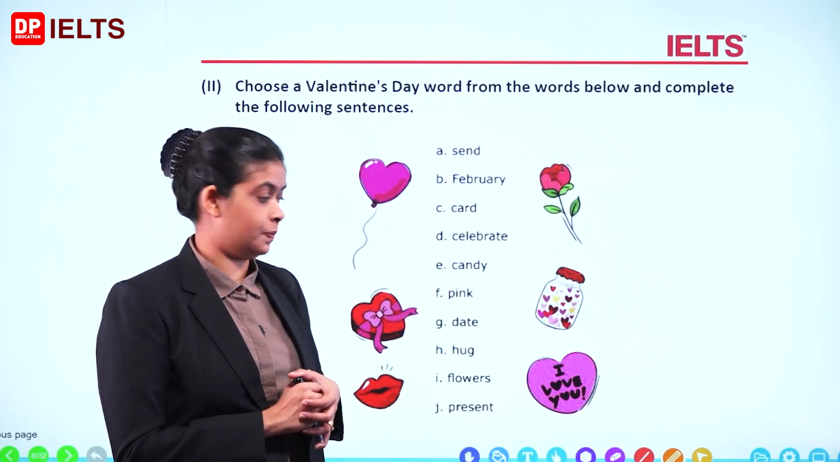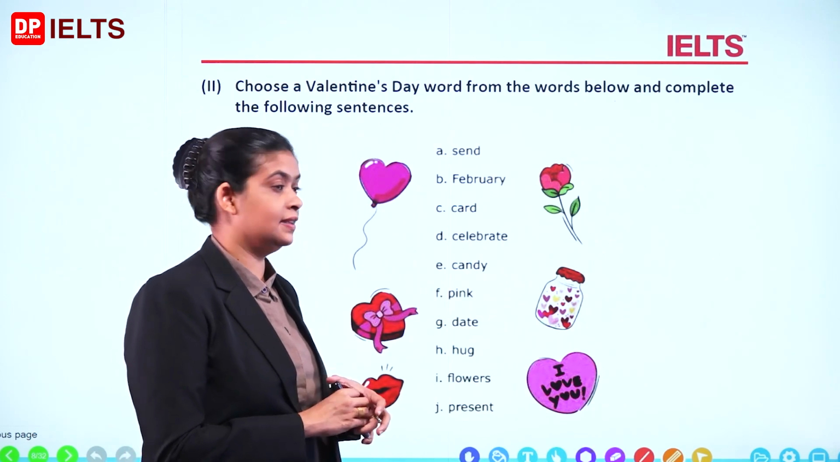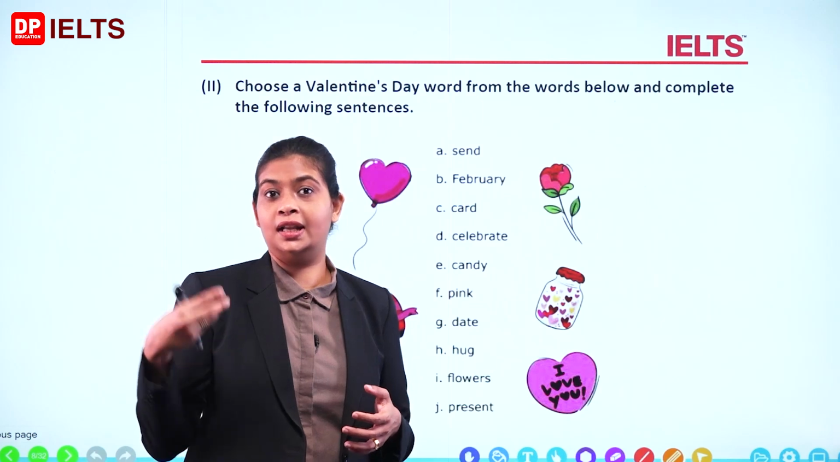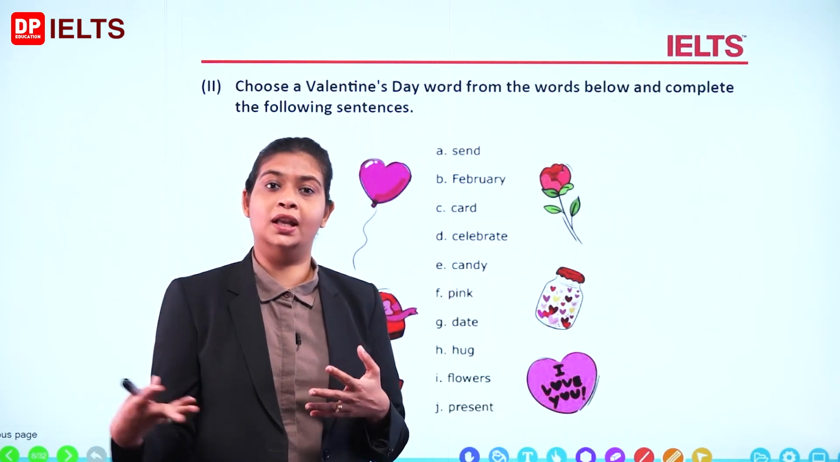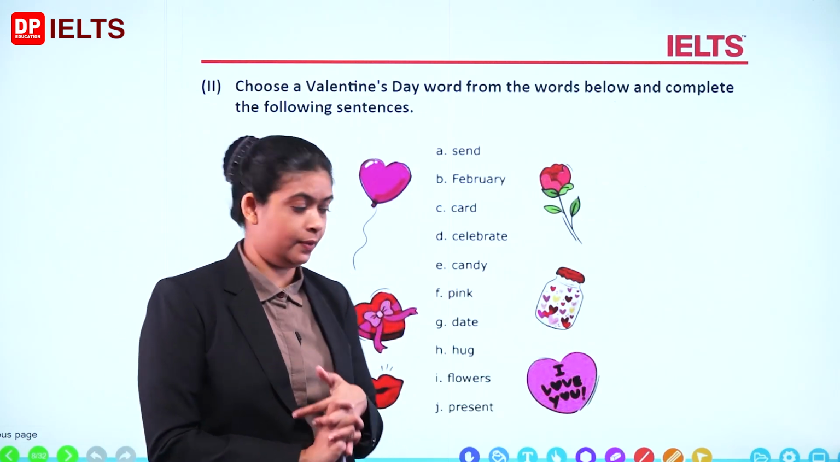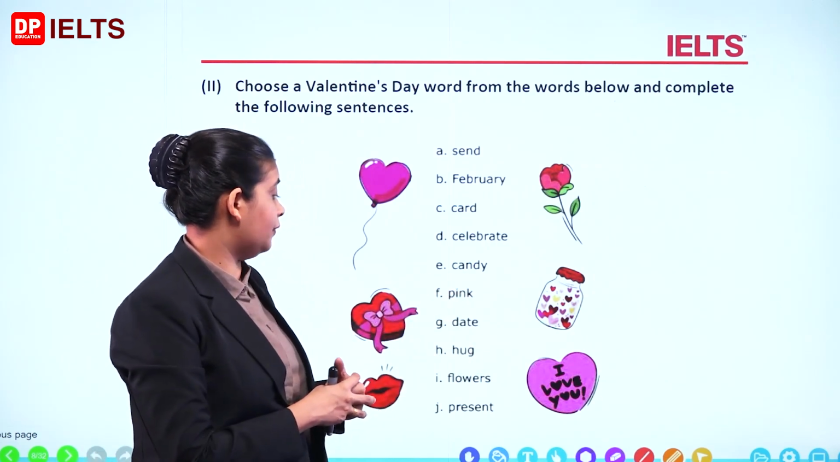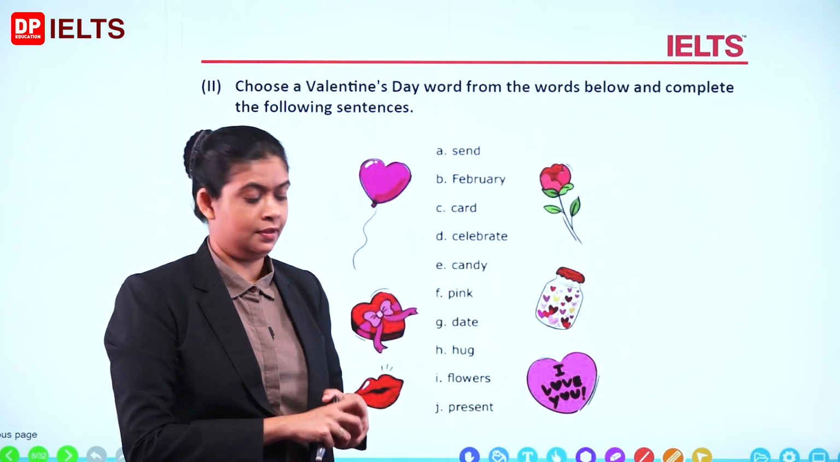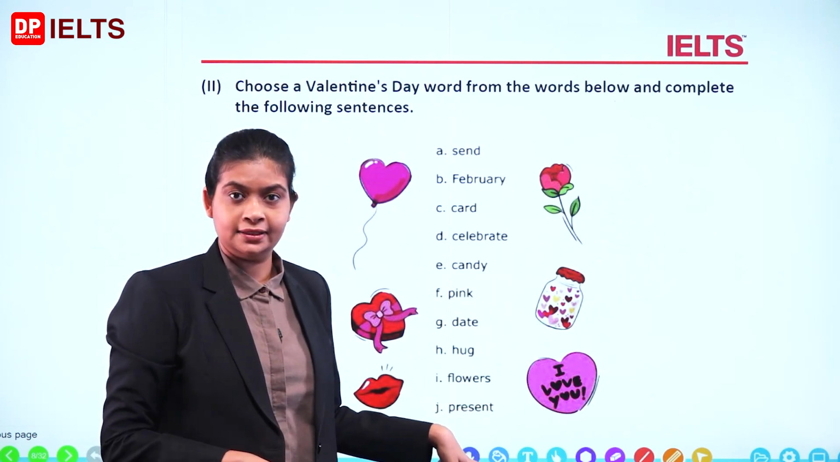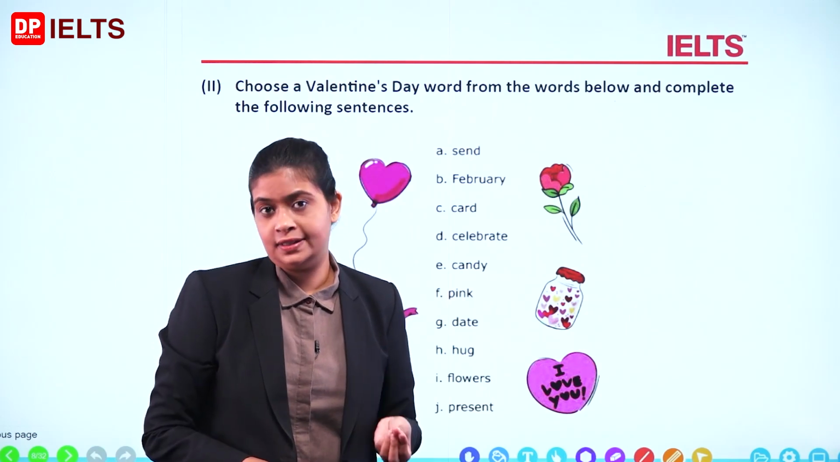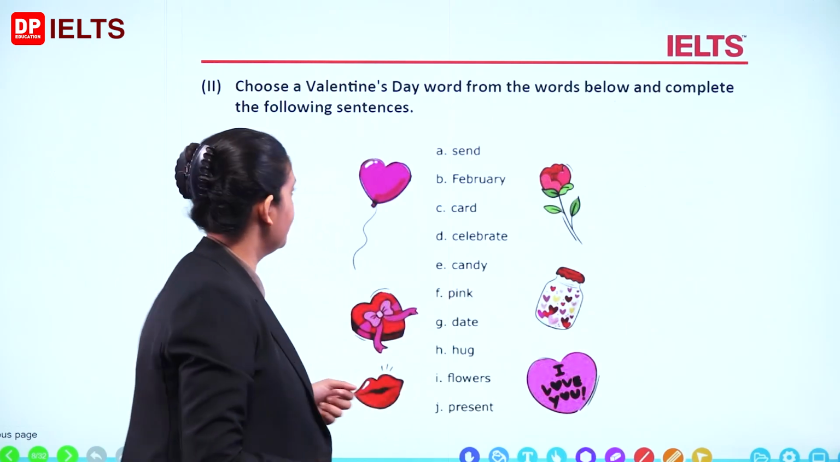Pink, රෝස පාට. Date දවසටත් කියනවා date කියලා. නැත්නම් අපි කෙනෙක්ව කොහේ හරි අරගෙන යනවා නම් ආදරවන්තයෙක්ව කොහේ හරි අරන් යනවා නම් you go on a date. Okay? Hug, when you hug someone. Flowers, mal. Present, tag. Okay? So all of these words are related to Valentine's Day. Okay?